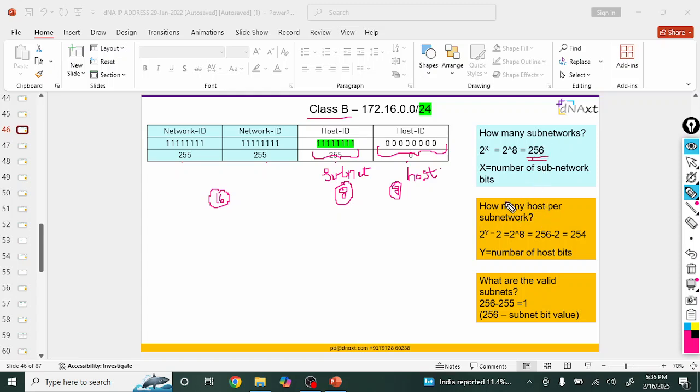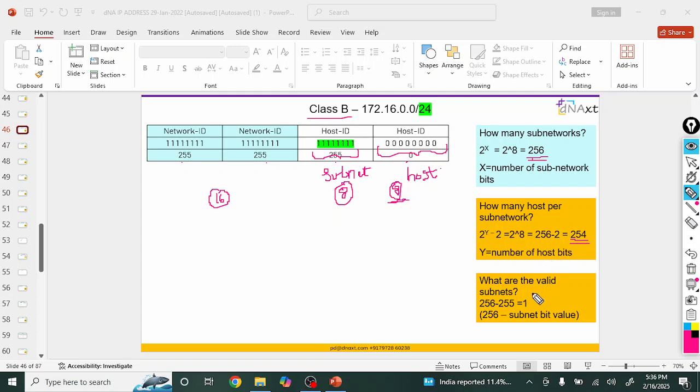How many hosts per subnetwork? Again, 2 to the power y, where y are the host bits. We have 8 host bits. So 2 to the power 8, that is 256, and we always subtract two IP addresses from the number of hosts to get the actual number of hosts, because one is the network ID, another is the broadcast ID, which we will not be assigning to any of our hosts.